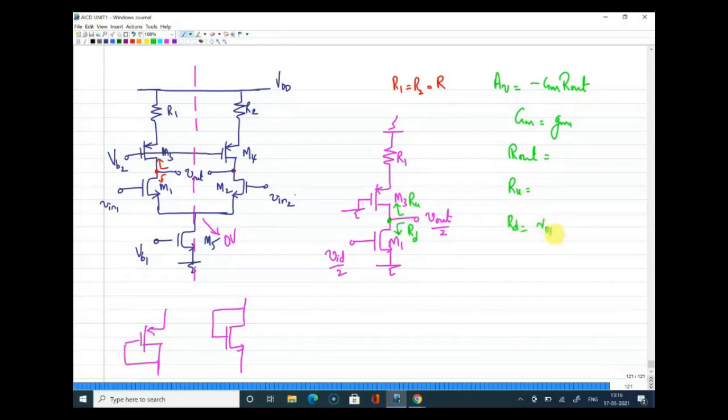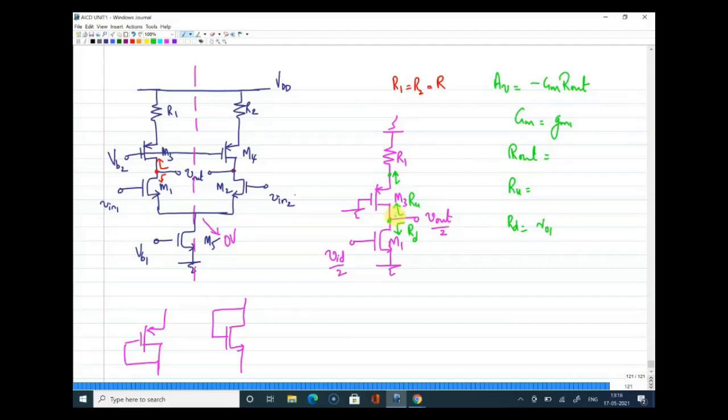Right. Now what is RU? RU is the resistance seen at the drain of M3. Now what is the resistance connected here? R1, right? So if I'm seeing from here, the resistance is R1. But now the same resistance I am seeing from the drain of another transistor. This is the same as a common source with degeneration.